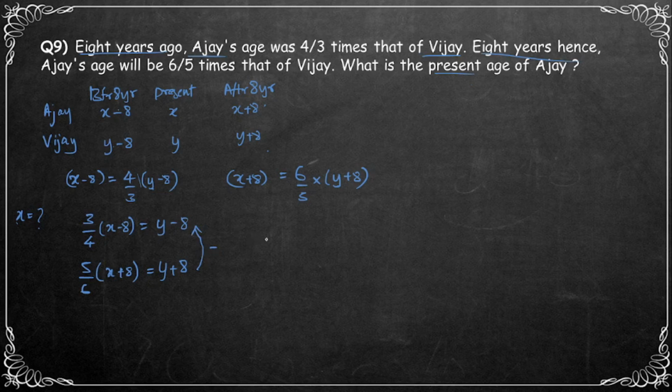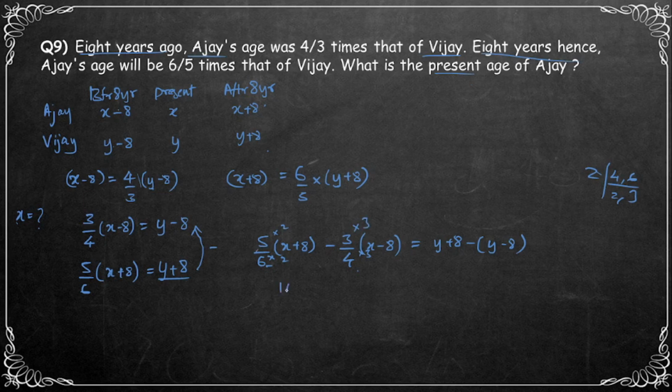So 5 by 6 of x plus 8 minus this minus that, so 3 by 4 of x minus 8 is equal to y plus 8 minus y minus 8. So 6 and 4 LCM is 12, right? 2 2s are 4, 3 4s are 12. So we need to multiply by 2 on both numerator and denominator. We need to multiply by 3 on both numerator and denominator.